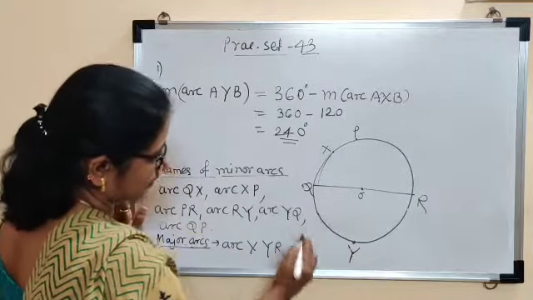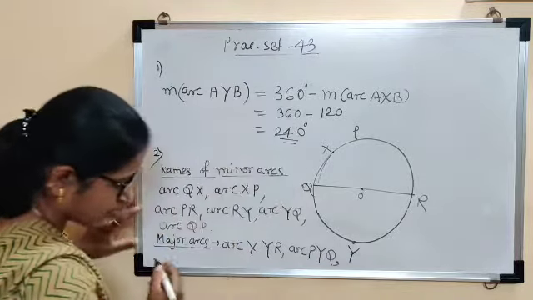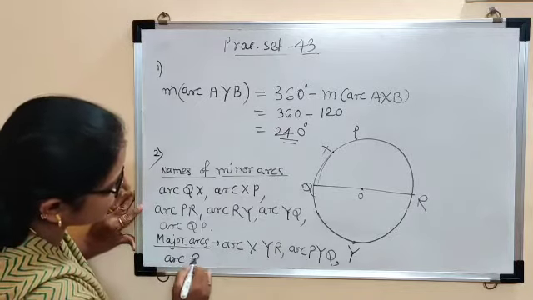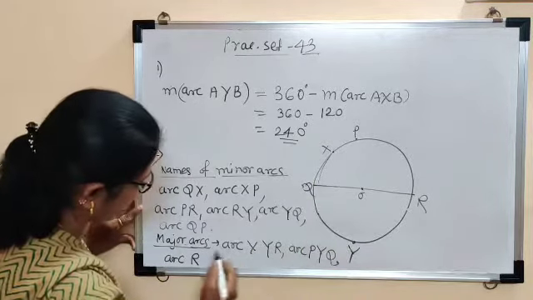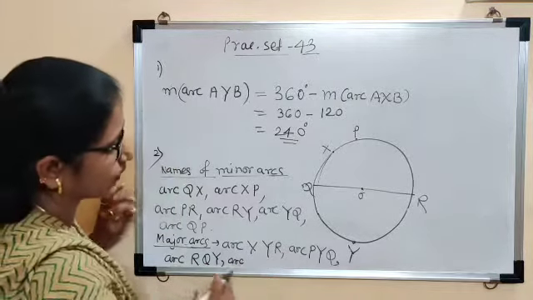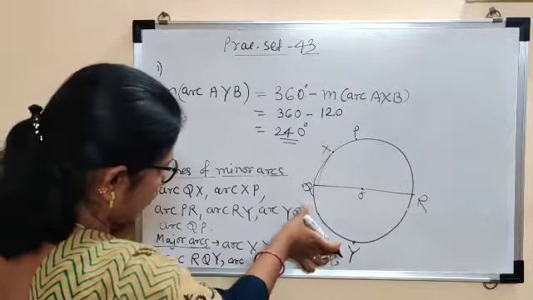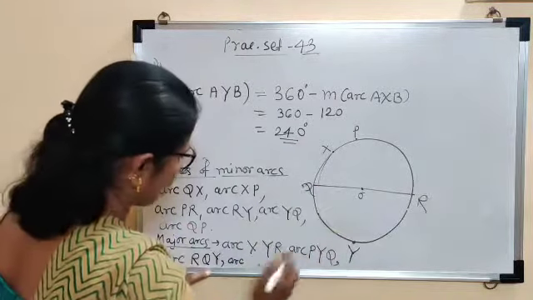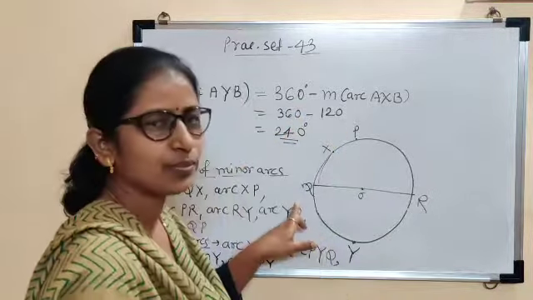Next, arc PYQ, from here. PYQ. Next, RQY. RQ from here and Y. RQY. Next is which one now? We have to take these two endpoints small. Now QPY. QPY. Each smaller arc's backside is a major arc.